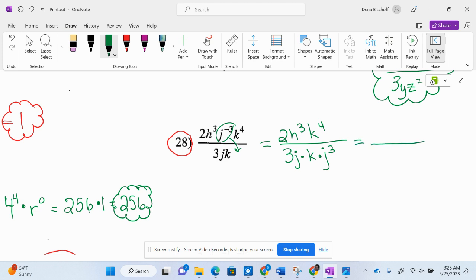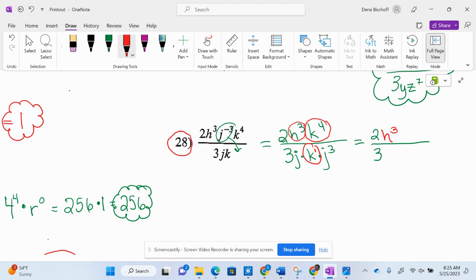Okay, so can I simplify that 2 over 3? No, it becomes a repeating decimal, so I'm just going to leave it as a fraction. Is there any other h in the top or the bottom that I can combine this with? Any other power of h? No, so that stays just like it is, h cubed. Is there any other power of k? Well, yeah, there's a k to the first down here. So you have 4 powers of k in the top and 1 power in the bottom.